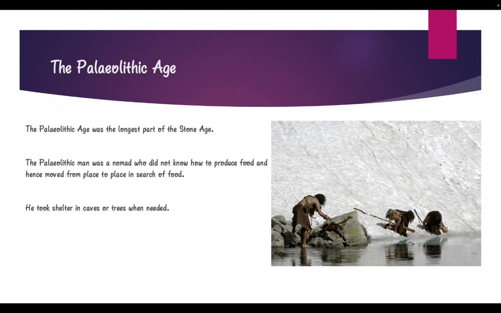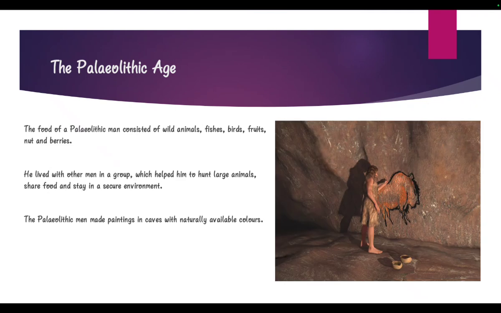The Paleolithic Age. The Paleolithic Age was the longest part of the Stone Age. The Paleolithic man was a nomad who did not know how to produce food and hence moved from place to place in search of food. He took shelter in caves or trees when needed. The food of a Paleolithic man consisted of wild animals, fishes, birds, fruits, nuts, and berries.